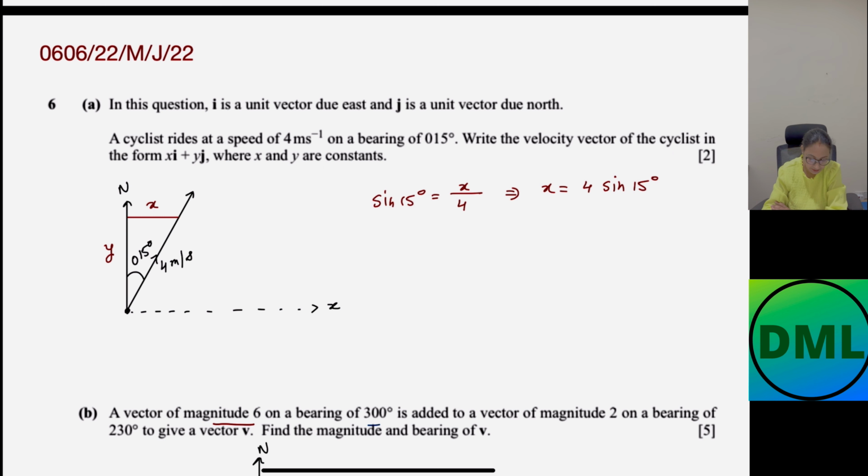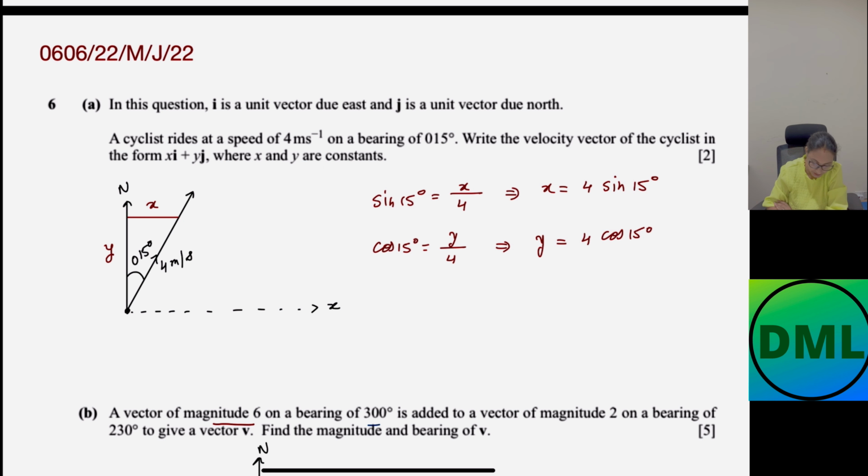Let's calculate the answer for y. For this angle, this is my base. The base and the hypotenuse relation is cos. Let's apply the formula here. Cos 15 degree is equal to y over 4. Let's calculate the answer for y from here, which is equal to 4 cos of 15 degrees. As I discussed earlier, they both are positive.